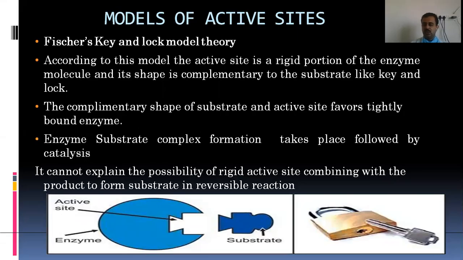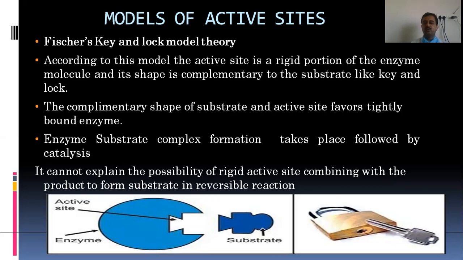You can see the key and lock. Every key has a specific lock to be fitted in. If you have a car key, it cannot be fitted into a bike lock. So it is very specific towards its substrate, and therefore the enzyme and substrate reaction are specific towards each other. This is proposed by the theory.